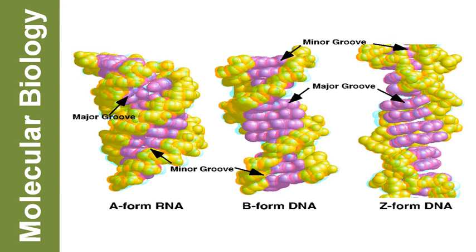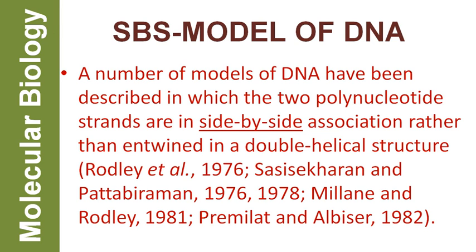So I was talking that after all these discoveries, some workers objected to the validity of the B-DNA because of the structure of pentose sugar. Among them, one is called the side-by-side model of DNA. A number of models of DNA have been described in which 2 polynucleotide strands are in side-by-side association rather than entwined in a double helix structure.